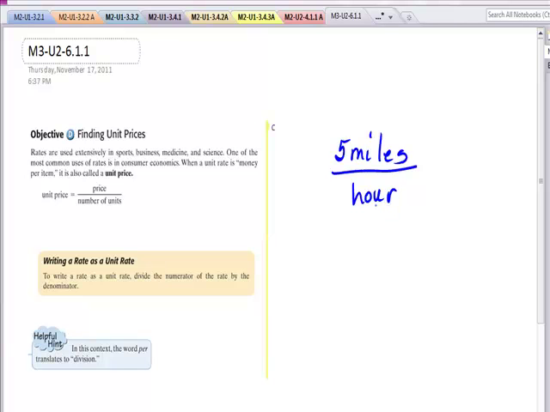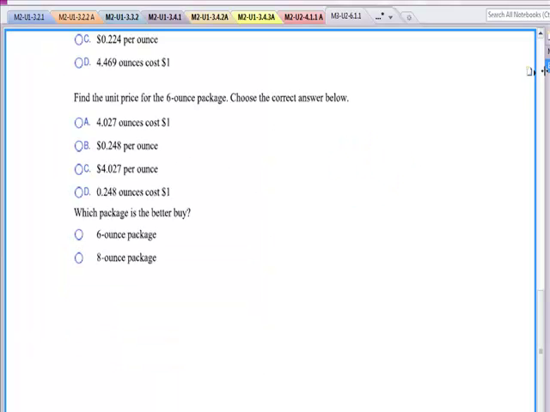Now, in looking at unit prices, we're finding out the price and we're going to compare it to the number of units. And to get a unit rate, we're going to divide and we're going to find like the cost per ounce or the cost per gallon or the cost per pound. So have your calculator handy because we're going to be doing some dividing.